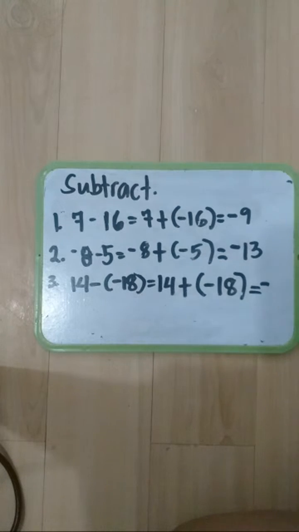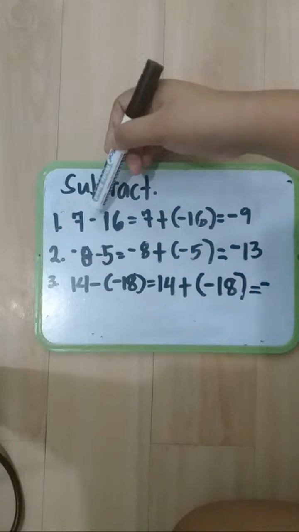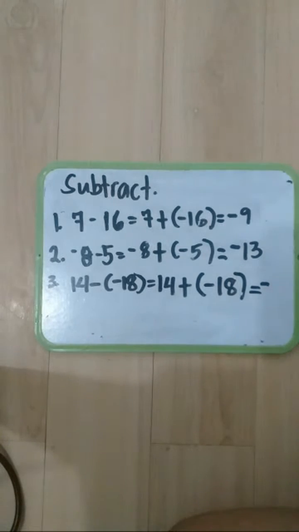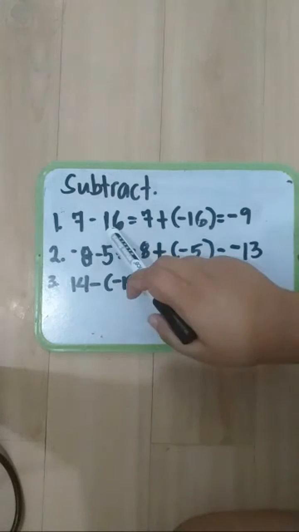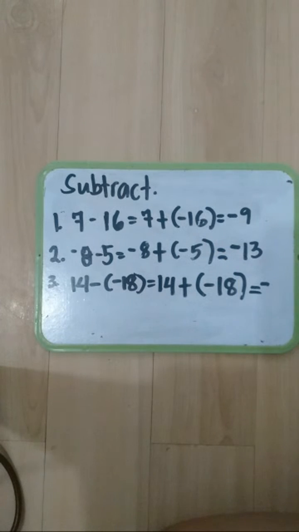Given na to, we add natin ang opposite. Adding opposite. Okay? So, 7 minus 16 is same with 7 plus negative 16. Okay na dyan, Free? So, proceed tayo. For number 3, the correct answer is negative.